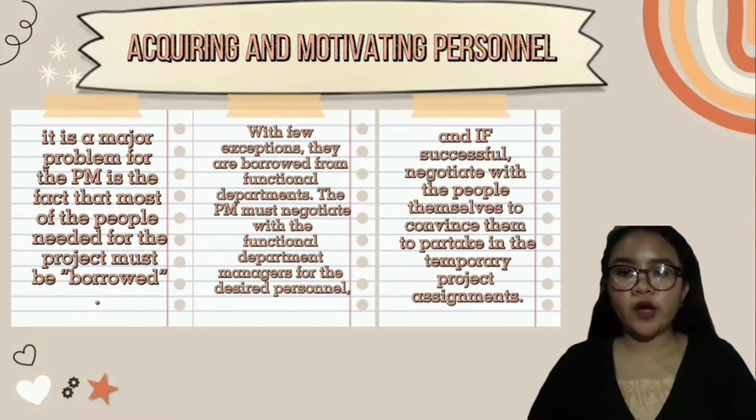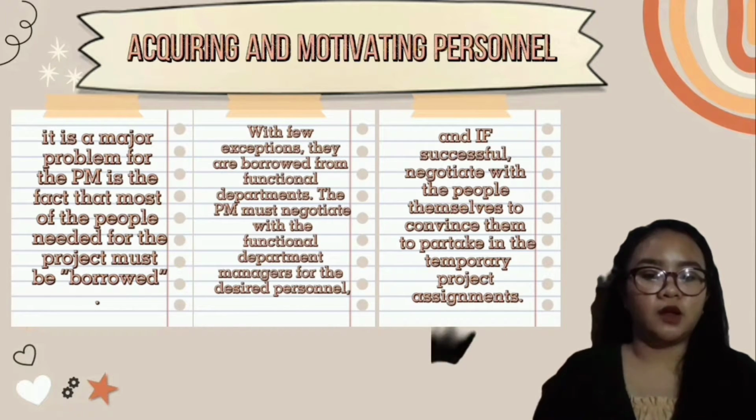Number 2, acquiring and motivating personnel. A major problem for the project manager is the fact that most of the people needed for the project must be borrowed. With few exceptions, they are borrowed from the functional departments. The project manager must negotiate with the functional department managers for the desired personnel, and if successful, negotiate with the people themselves to convince them to partake in a temporary assignment.